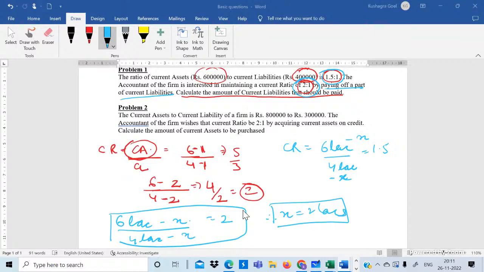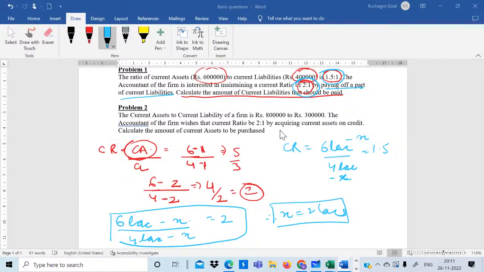Any doubt with this? Again, I'm not just randomly assuming, starting with half a lakh or 20,000. No, you assume any number X, Y, Z, whatever it is, and say, if this is going down by X, this will also go down by X. Finally, I'll get a ratio of 2, do a cross multiplication, and X will come as 2 lakhs. So X is the amount by which you're paying it off. That's the answer. Liabilities will go down by 2 lakhs.